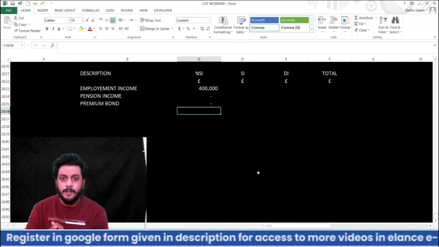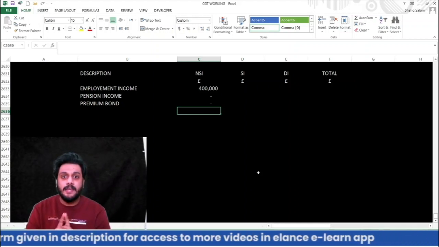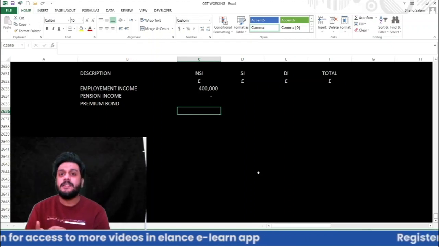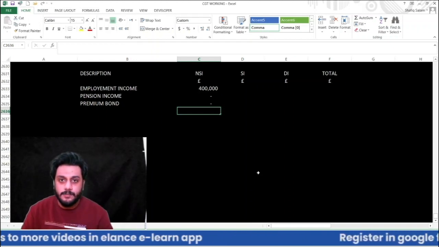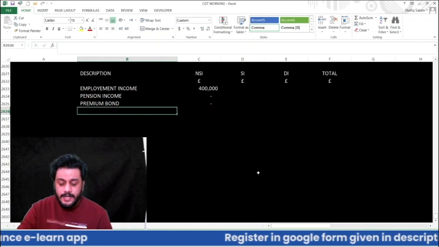If you're not writing the premium bond and pension income, you will not be getting the mark allocated for this one. So the examiner has clearly told you that whenever you come across exempt incomes, you have to write the description and put 0 in the relevant columns. Right. So that's why I put the premium bond description and put the 0 under the NSA column.